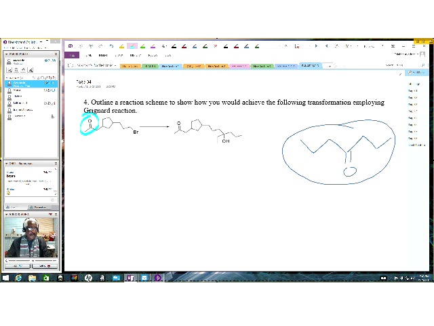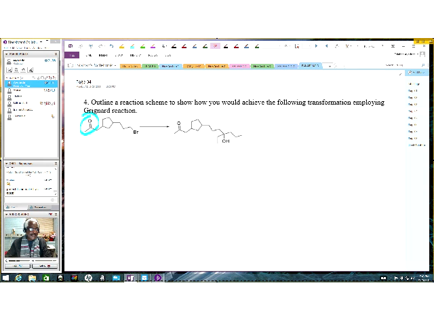So therefore, what do we need to do? Does anybody have an idea? What do we need to do in order for us to perform this synthesis? Protect the carbonyl. Excellent. In this case, we are going to form a ketal. You are going to protect the carbonyl to form a ketal. The ketal comes from a ketone, and acetal comes from aldehyde.